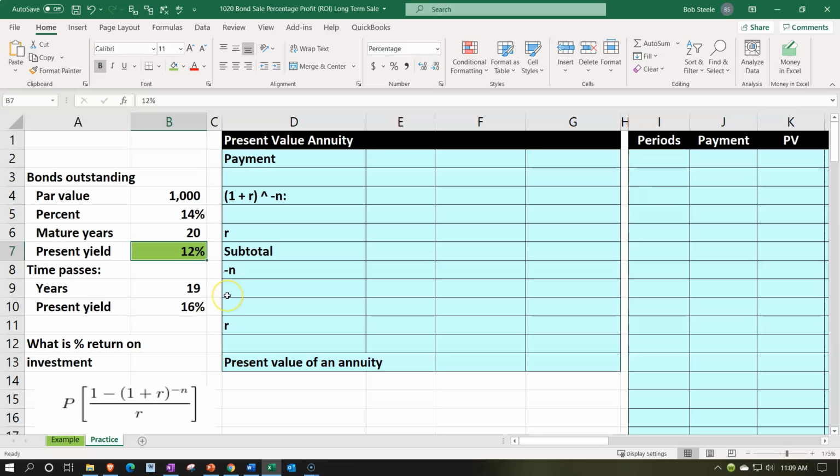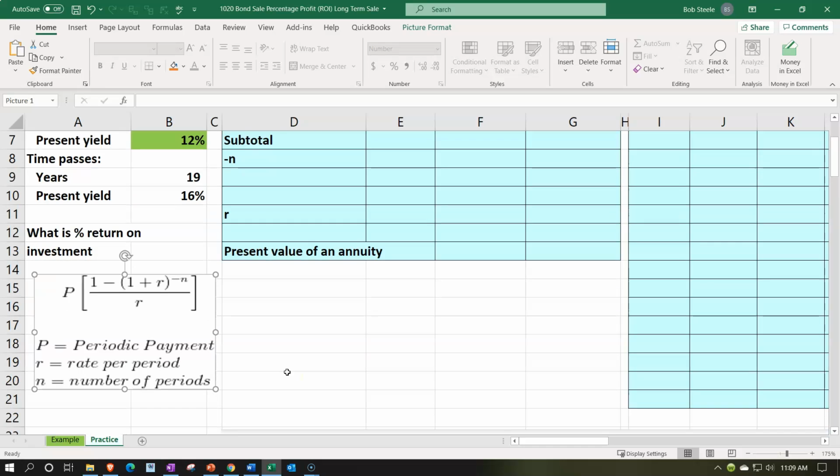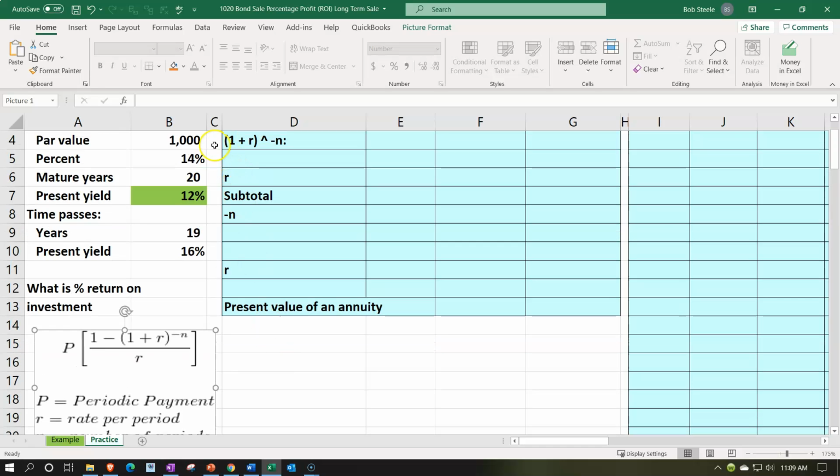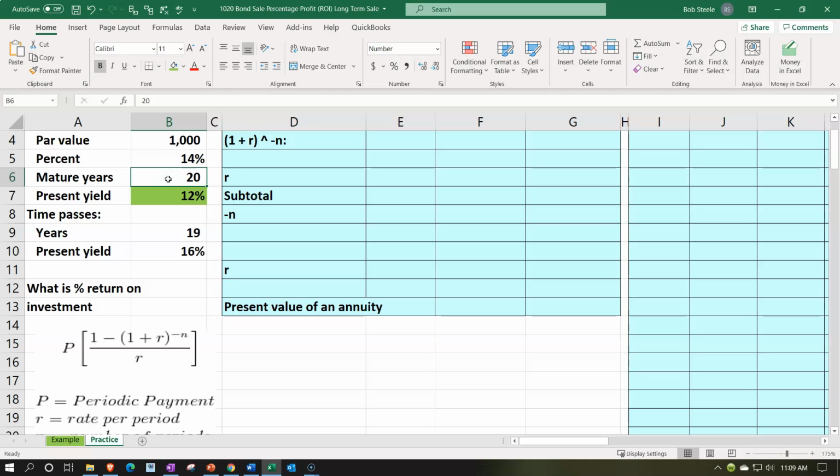We're going to present value the annuity portion and then the present value of the principal at the end of the 20 time periods. The annuity portion calculation is going to be P times (1 minus (1 plus R) to the negative N) over R. P is going to be the 1,000 times the 14%. R is then the market rate of 12%, to the negative N, number of periods, annual payments, in our case 20 of them, over R, which once again is the market rate, 12%.